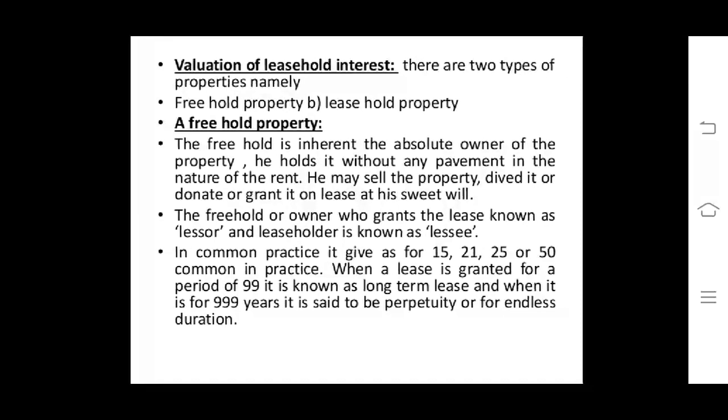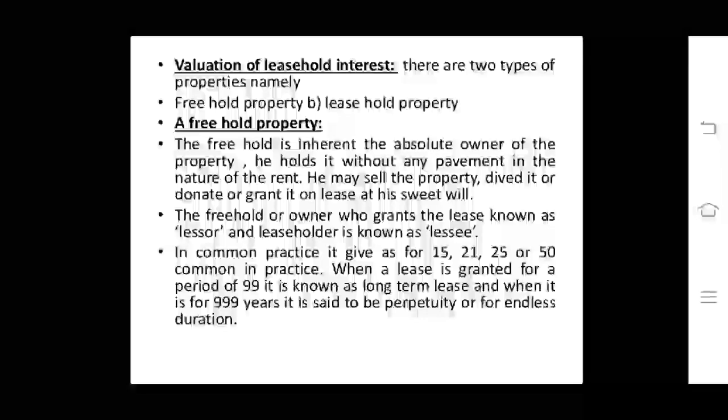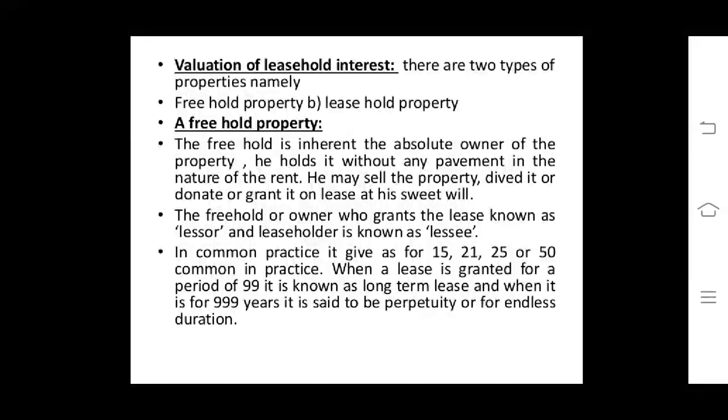Valuation of leasehold interest. There are two types of properties normally. First is leasehold property and second is freehold property. A freehold property is inherent to the absolute owner of the property. He holds it without any payment in the nature of rent. He may sell the property, divide it into various parts, donate it or grant it on lease at his sweet will. The freeholder or owner who grants the lease is known as the lessor.